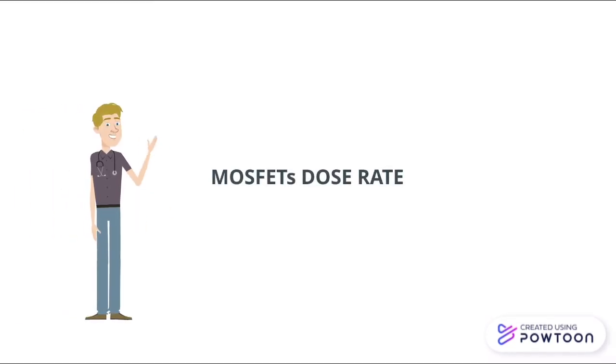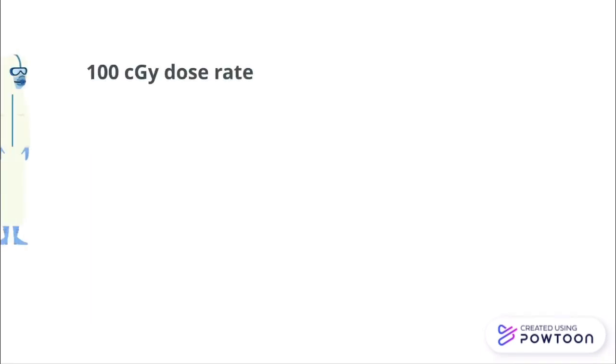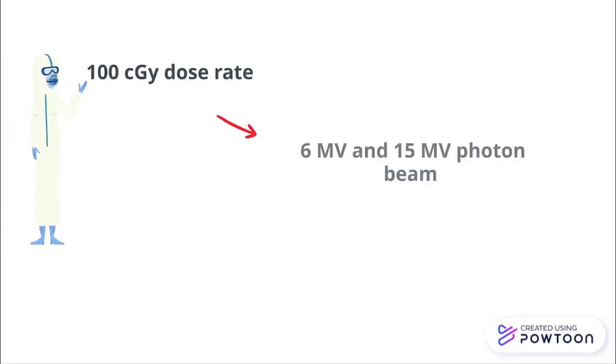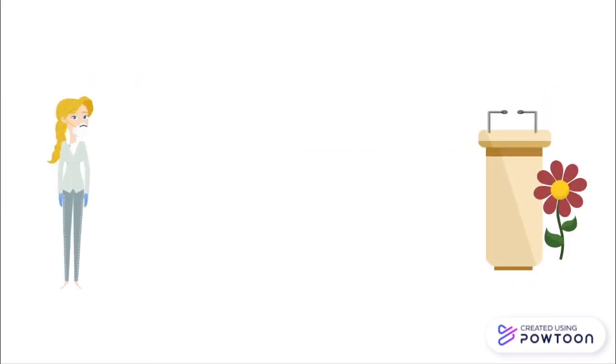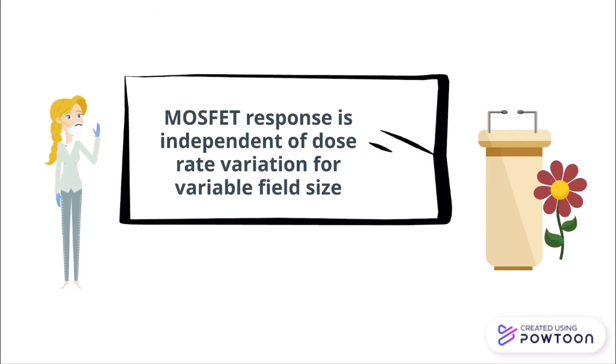The readings for dose rate using the MOSFET dosimeter were obtained by irradiating them to 100 centigray for dose rate using 6 and 50 MV photon beams. It is observed that the MOSFET response is independent of dose rate variations and of variable field size.